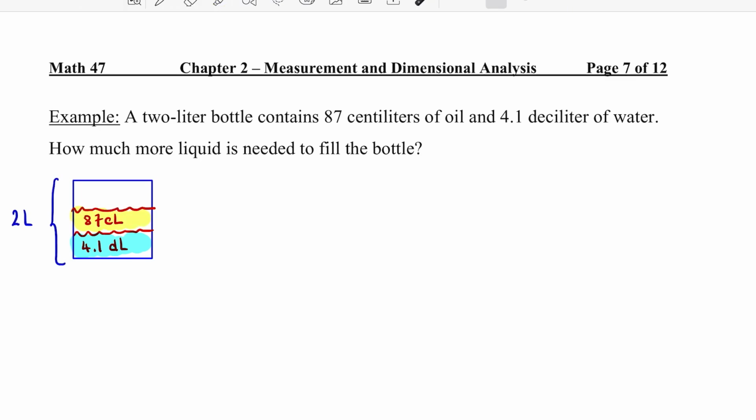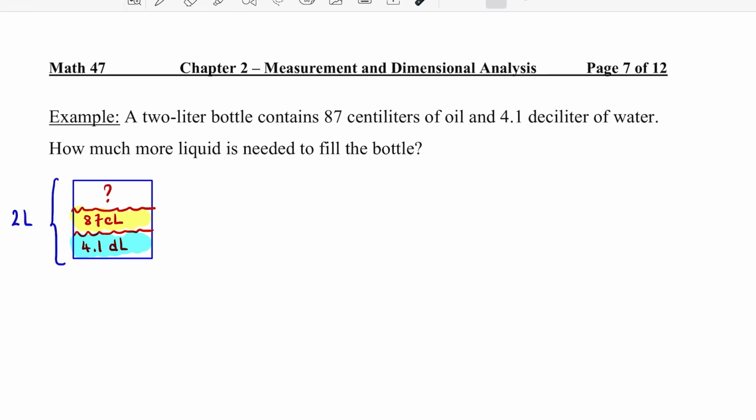The question asked is, how much more liquid do I need in order to fill it all the way up? So I want to find this part right here. So the whole entire thing is 2 liters. This part is 4.1 deciliters. This part is 87 centiliters. I want to know this part. So I will take 2 liters, subtract the blue part, subtract the yellow part. I will get this part right here.